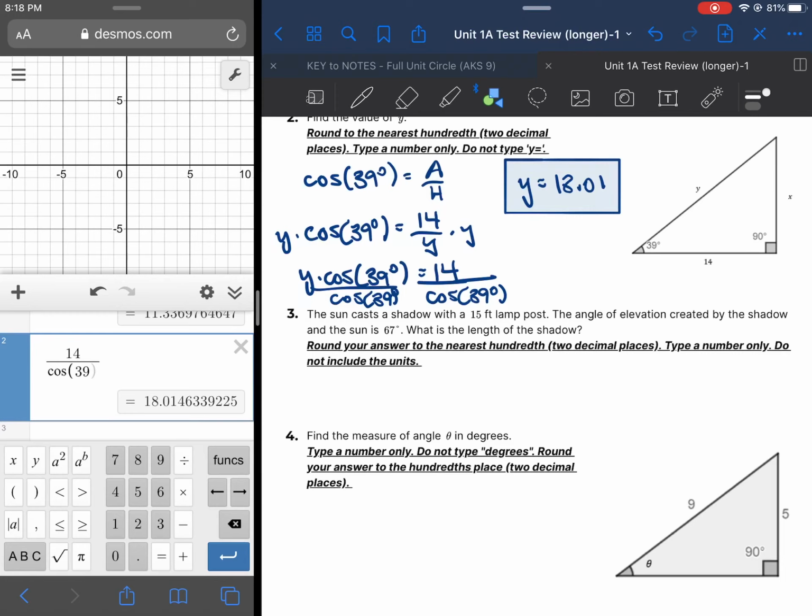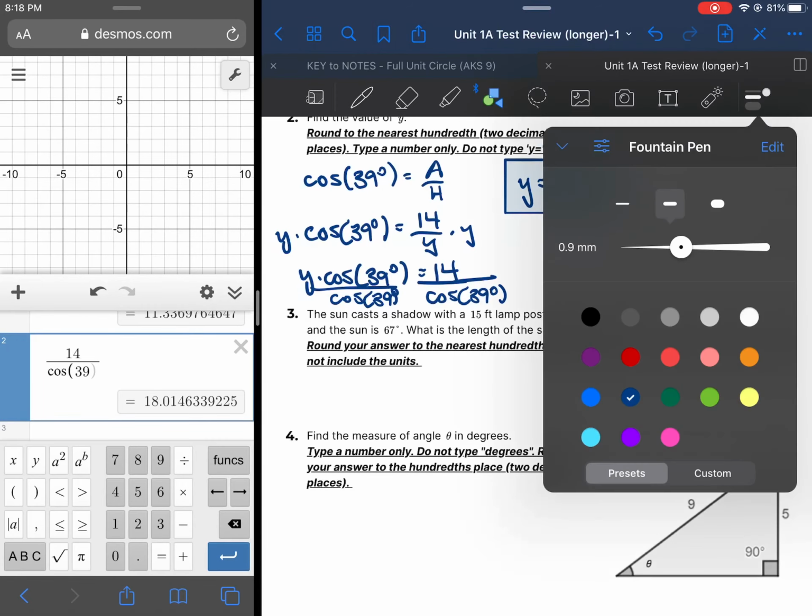All right, looking at problem number 3, the sun casts a shadow with a 14-foot lamppost. The angle of elevation created by the shadow and the sun is 67 degrees. What is the length of the shadow? Well, let's go ahead and draw us a picture here.